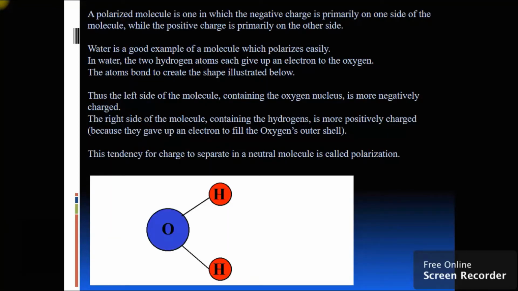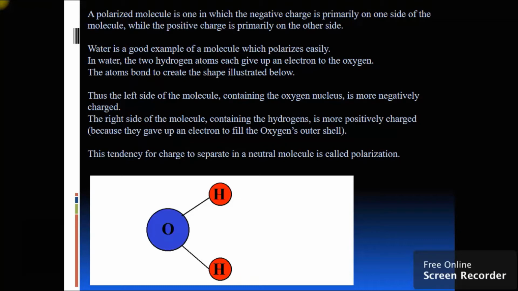So down below, I've got a water molecule. You should remember from chemistry class, water is H2O. And if you remember, the H's aren't exactly opposite each other. They kind of attract on one side. So what does that mean? I'm going to read from the top. A polarized molecule is one in which the negative charge is primarily on one side of the molecule, while the positive charge is primarily on the other side.